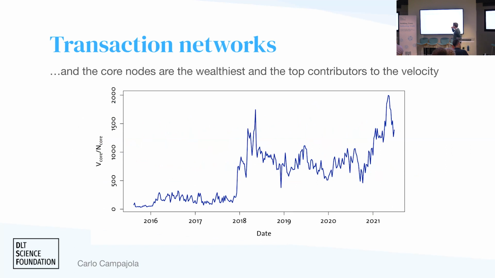And this is the Ether plot for the same quantities. You see, after 2018, this has grown a lot. So this consolidation of throughput in the core of these networks is real.